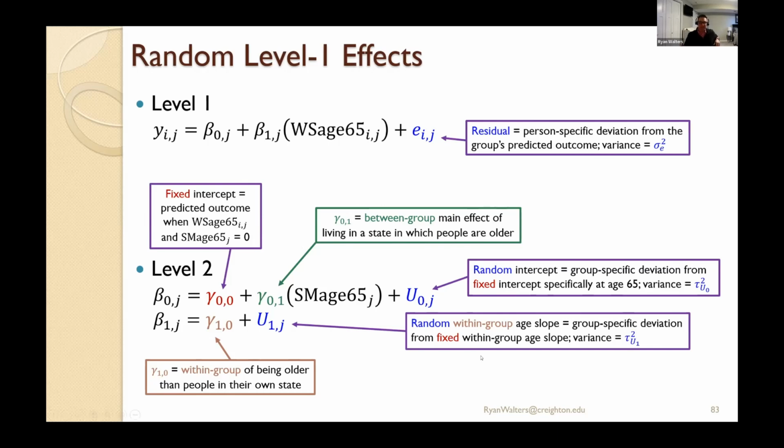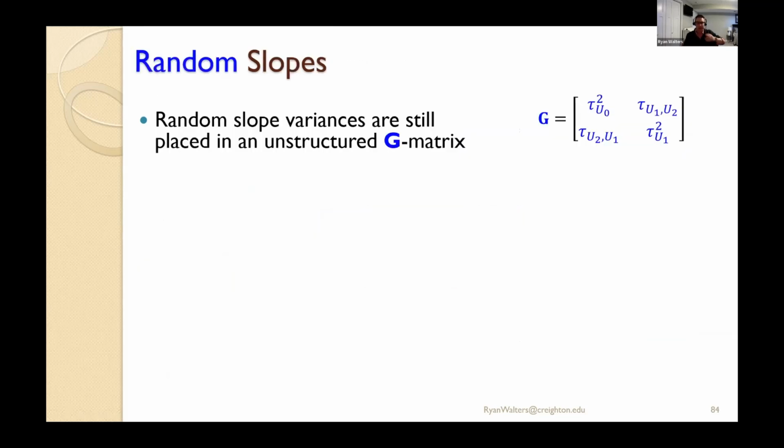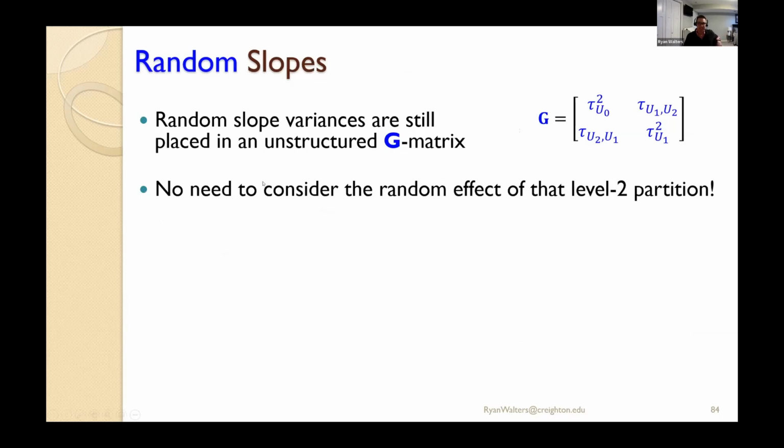The random slope represents group-specific deviations in the size of that within group effect. Again, just because we have a fixed effect doesn't mean that there's not between group differences in the size of that effect. Random slopes still go up in the G matrix, just as we had seen previously. The really nice thing is because within state age is only a level 1 predictor, we don't even have to try to estimate a model that includes the level 2 partition of age. So model 3D that we saw for grand mean centering does not exist for group mean centering.